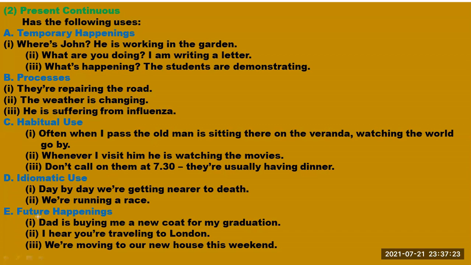Now, future happenings. Dad is buying me a new coat for my graduation. He has not actually done it, but with the present continuous, you can talk about it. I hear you are traveling to London. Of course, the person has not traveled, but is likely to travel shortly. We are moving to our new house this weekend. We have not moved, but we are making a reference to an event that will take place shortly. All right.